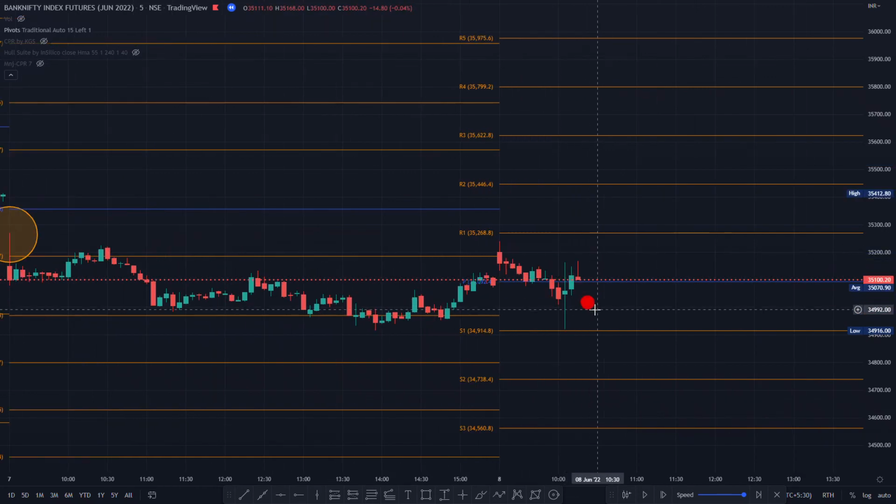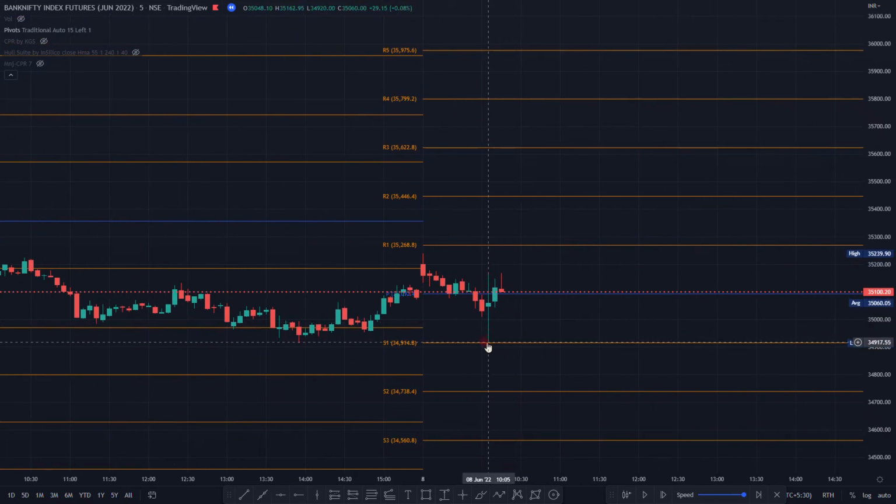Now you can see we are in replay mode. Here you can see that the sellers have started pushing down till support one, but the buyers said no, I want to take control of the market. Hence the buyers pushed the price higher in an aggressive way. It started creating a doji candle.